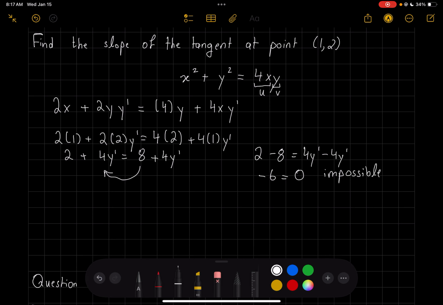Therefore, there is no slope. The slope of the tangent is non-existent, or does not exist.